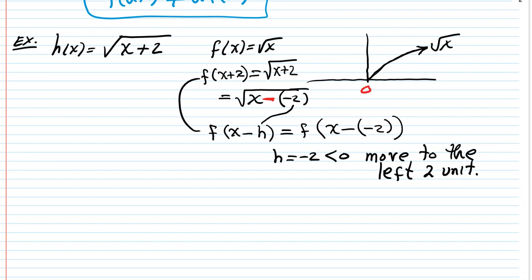So here's where 0 is. I'm going to move to the left. This is negative 2, and then I'm just going to graph this. There you have it. And this is going to be square root of x plus 2, and that is the graph of that function. Okay, and there we have this example here. So I'll show you now another example.